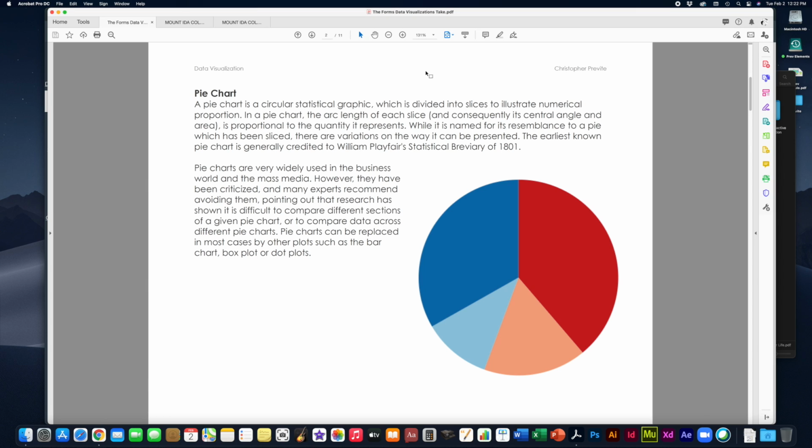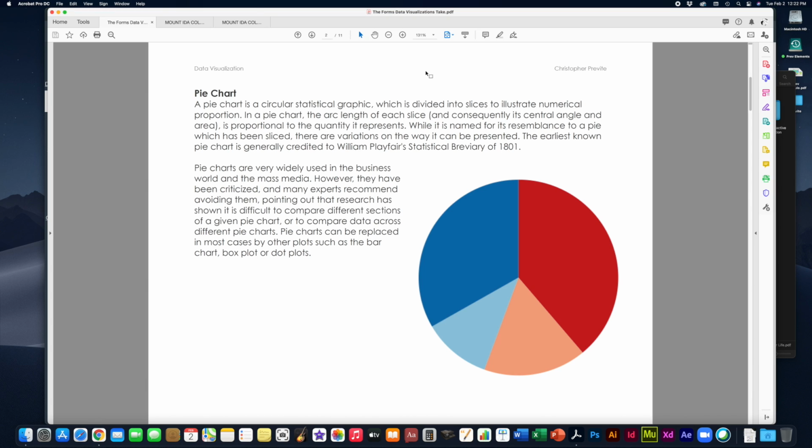Now, of course, it's named for its resemblance to a pie. There are variations on the way it can be presented naturally. We've seen some of those going over the history of data visualization. And of course, the earliest known pie chart is credited to William Playfair, who we looked at. He was the first person we looked at in our history of data visualization, from 1801, from a publication that he put out in 1801 called Statistical Breviary.